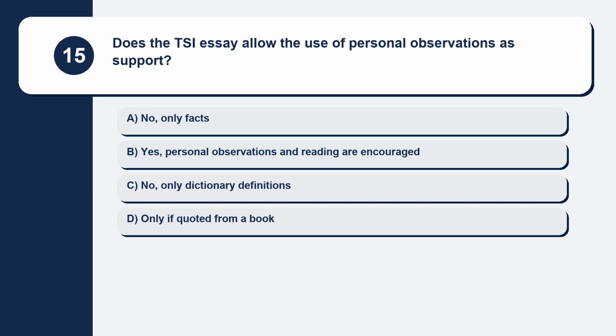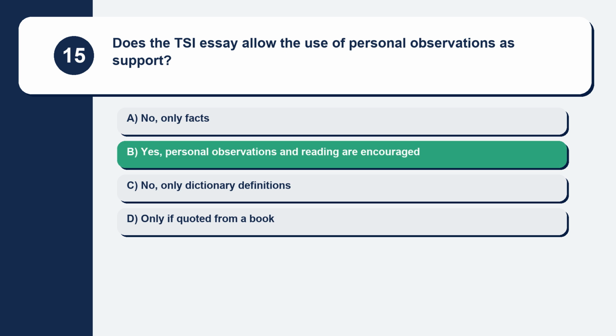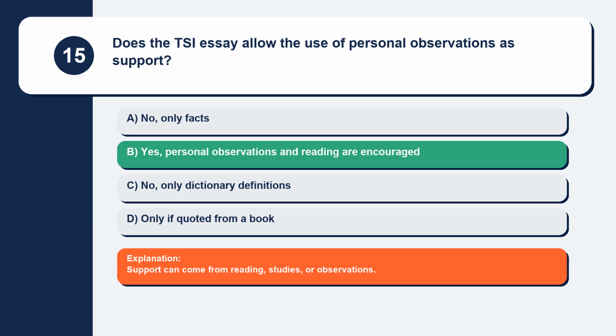Question 15. Does the TSI essay allow the use of personal observations as support? No, only facts. Yes, personal observations and reading are encouraged. No, only dictionary definitions. Only if quoted from a book. Support can come from reading, studies, or observations.